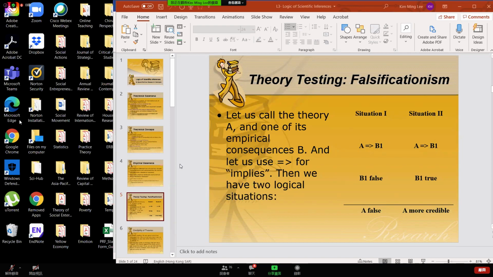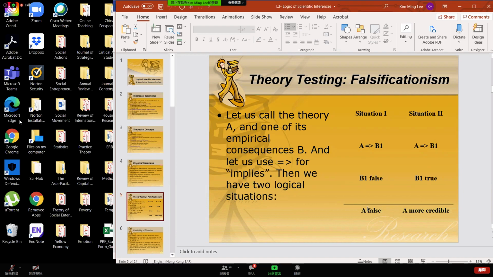Let me state once again, as some of you may have difficulty understanding it. When we have a theoretical statement A, we can derive an empirical statement B1 from theory A, and we try to test the empirical statement. If the empirical statement is false, by logic, we can say that theory A is wrong, is false.